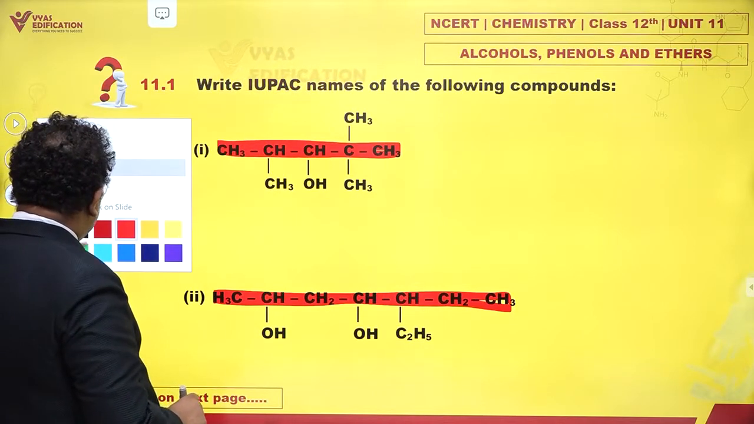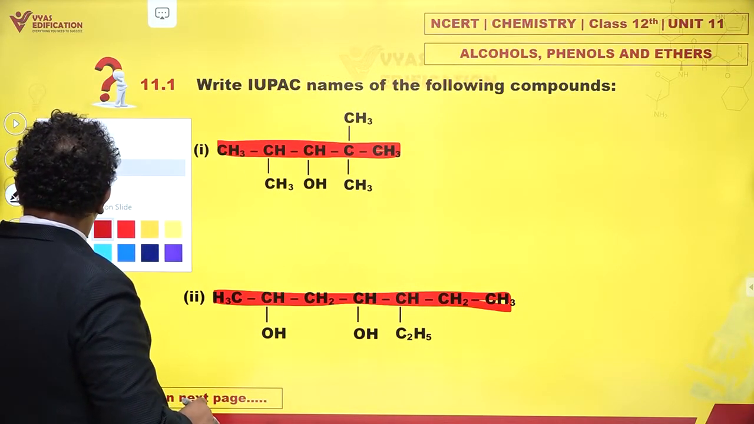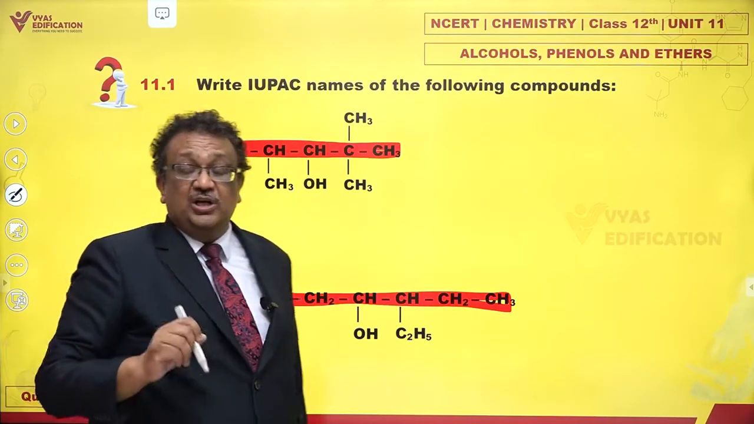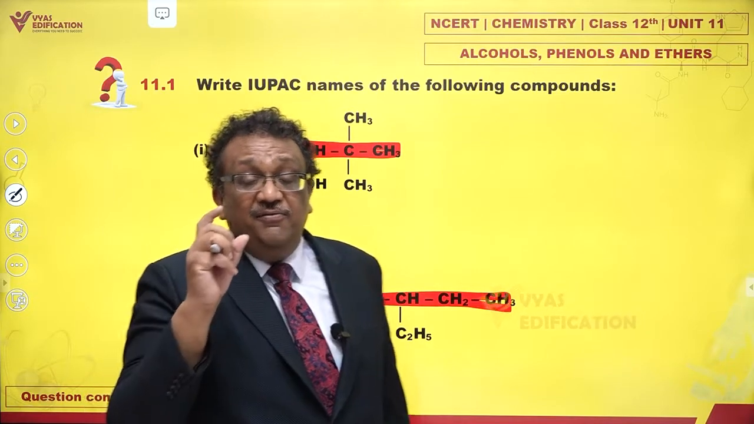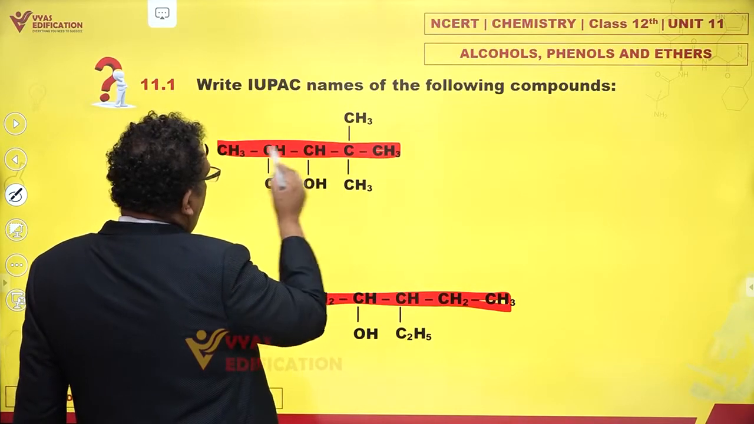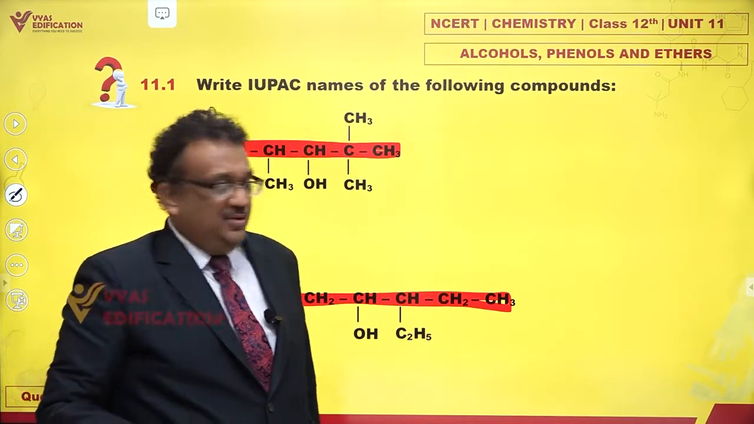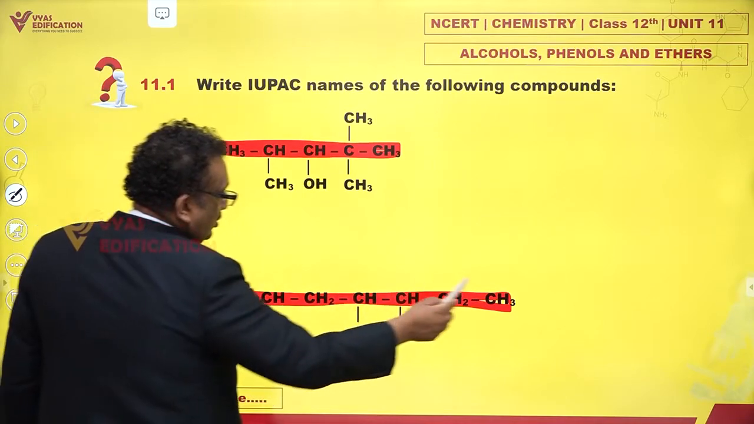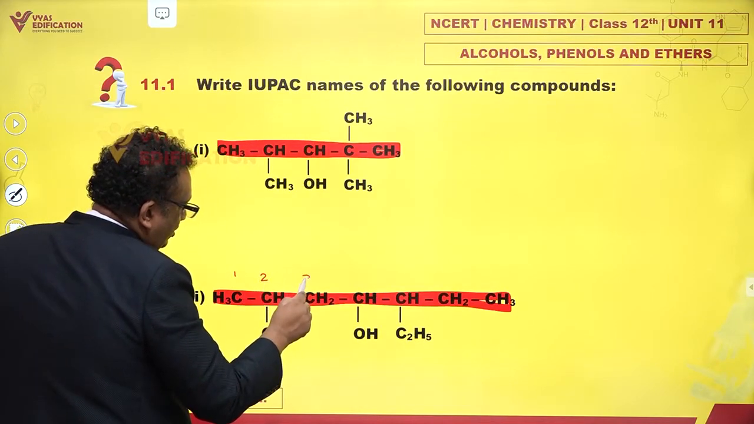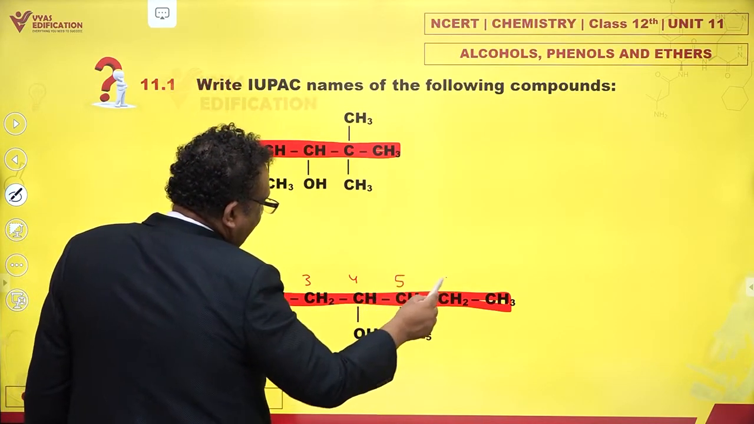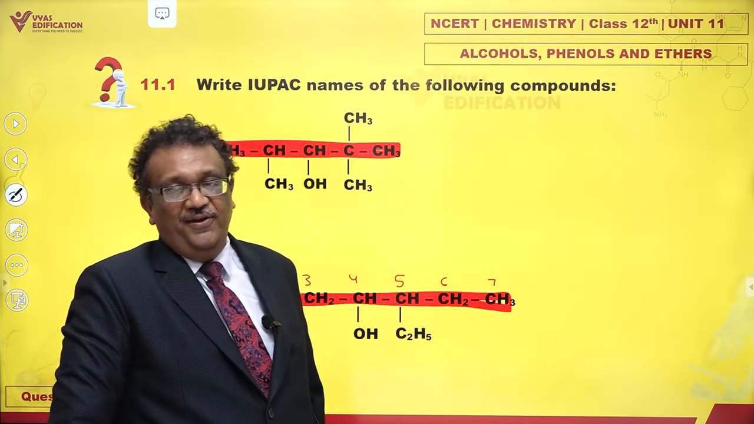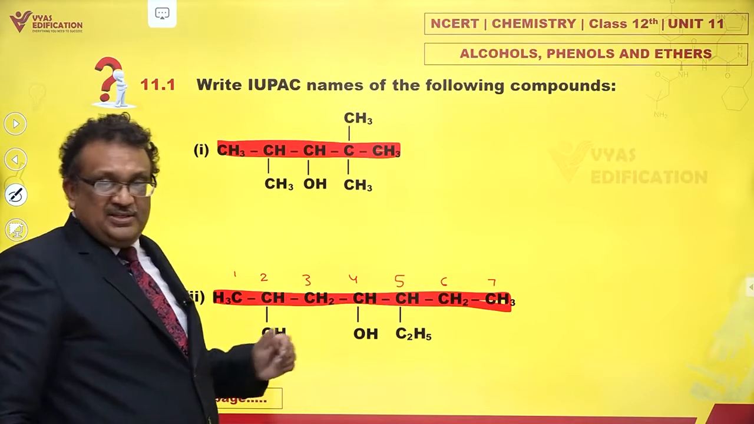Fine. What is the second step? The second step says, start numbering. And you should start numbering in such a way that the functional group gets lowest possible locants. 1, 2, 3, 1, 2, 3. It is the same. What about this side? 1, 2, 1, 2, 3, 4. No, that is bad. 1, 2, 3, 4, 5, 6, 7. That, my dears, should be the correct order.